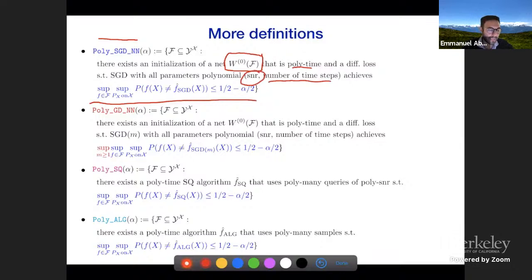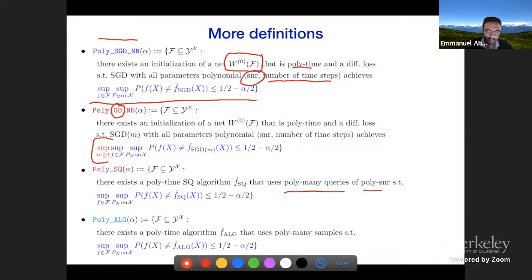Now I'm going to define the exact same thing for GD instead of SGD, except that now I'm adding this supremum over all n more than 1, where remember that n is the batch size. In other words, for the class poly GD, I'm forcing it to succeed with n that could be as large as you want, in particular infinity. Okay. And then the third class is going to be poly SQ. That's the class of functions for which there exists an SQ algorithm that uses poly many queries of poly SNR, such that again you produce the same requirement as before.